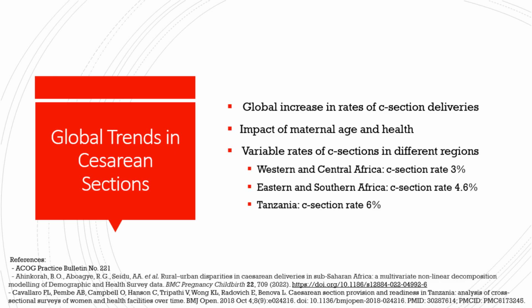However, global C-section rates have increased from 12.1% of births globally in the year 2000 to 21.1% in 2015. This increase is in part because of increasing maternal age and more complex maternal medical conditions. Within Africa, approximately 3% of all births in Western and Central Africa are C-section versus 4.6% in Eastern and Southern Africa. This is less than the WHO recommended 10 to 15% C-section rate. The 10 to 15% rate has been shown to be the rate that is required to reduce maternal and perinatal mortality. Comparatively, the C-section rate in Tanzania is approximately 6%.